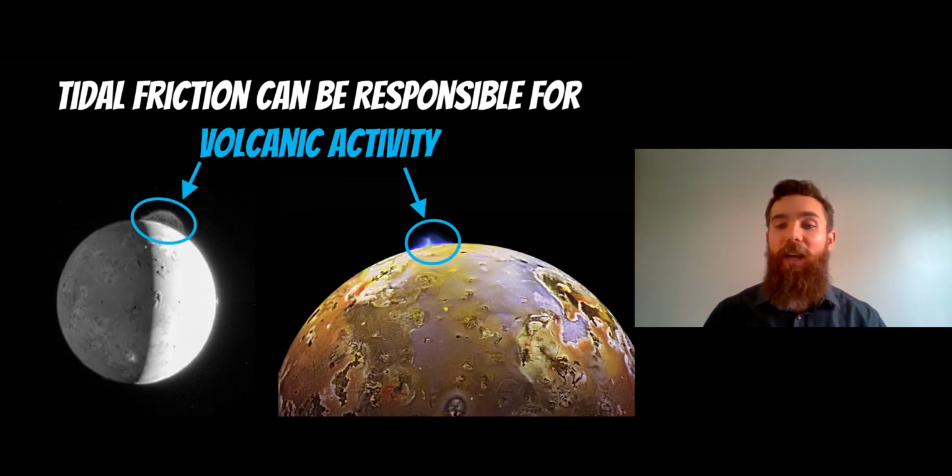Now, a good example of that is one of Jupiter's moons. Io here has actually got volcanoes erupting from it, which have been imaged. That tidal friction can also be responsible for volcanic activity on these objects. There are a few moons that have volcanic activity, and they're mostly driven by this tidal friction from being close to their planets.